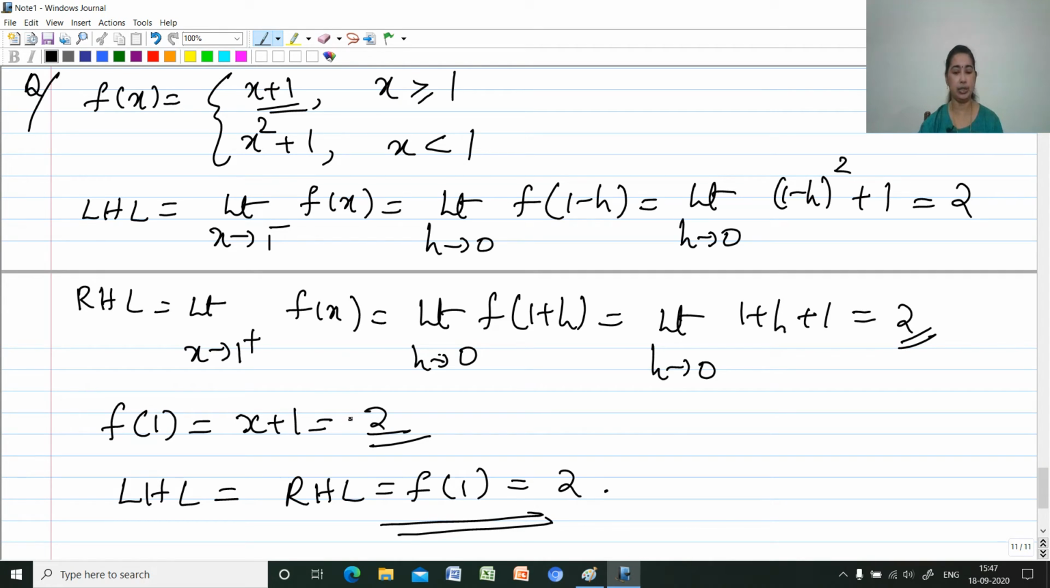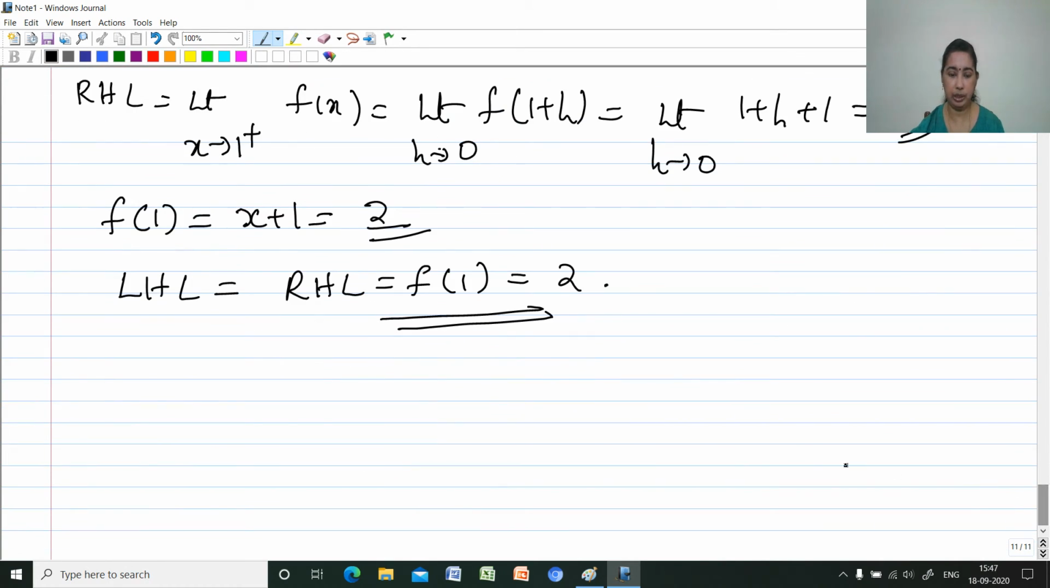So all the questions are done the same way. Find LHL, find RHL, and find what f of x is also, and check whether LHL equals RHL equals f of c at the point c.